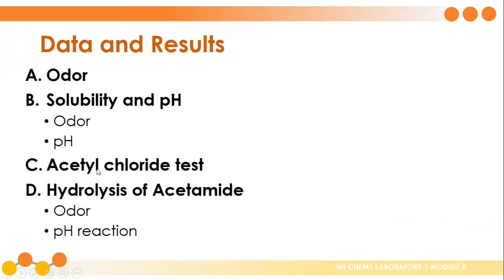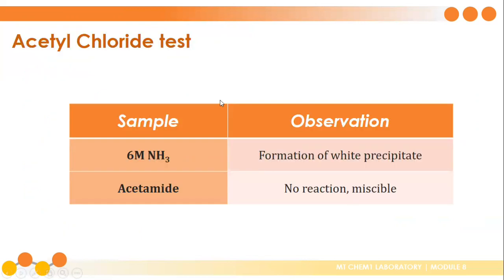Let's talk about the acetyl chloride test. Here is the result for the acetyl chloride test. We have the formation of a white precipitate for ammonia, and no reaction, or we can simply observe that it's miscible, for acetamide.